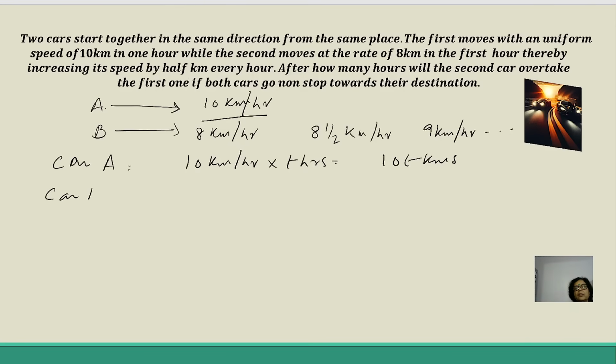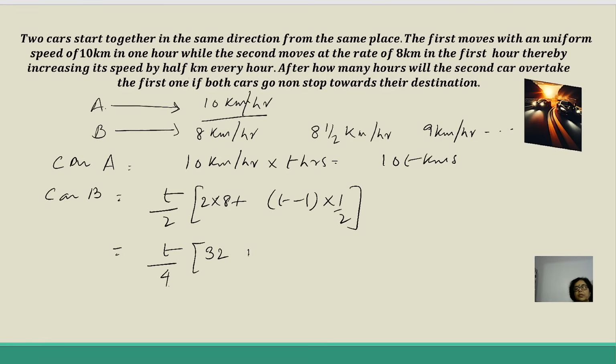Car B in this time period must have traveled t by 2, 2 into 8 plus t minus 1 into half. We have this arithmetic progression of its speed. So the distance traveled will be t by 2, 2 into 8 plus t minus 1 into half. Now on simplifying this, taking the LCM, we can take out 4. This becomes 4. I have taken the LCM here. So this becomes 32 plus t minus 1. So this can be written as t by 4, 31 plus t.